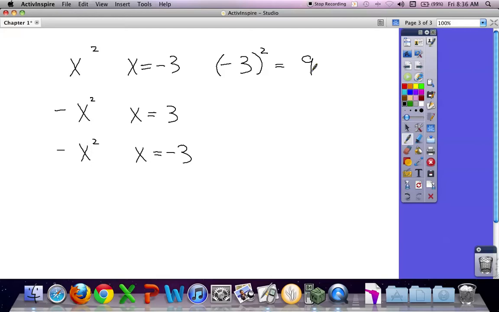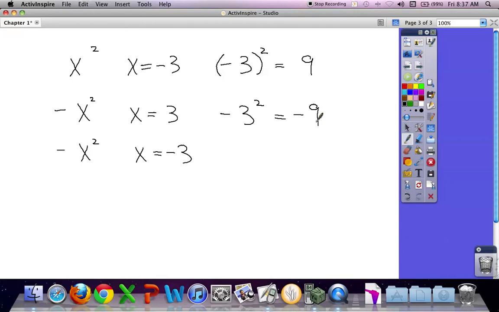A very common error that we make is that we call that -9, so we don't square the negative. Okay, that's a different problem than the next, where we've got negative x squared. This negative is not part of what's being squared. So when I plug in the 3, I should not put it in parentheses. Don't put the negative sign in the parentheses. That is not what's being squared. X is only the 3. So this is actually -9.